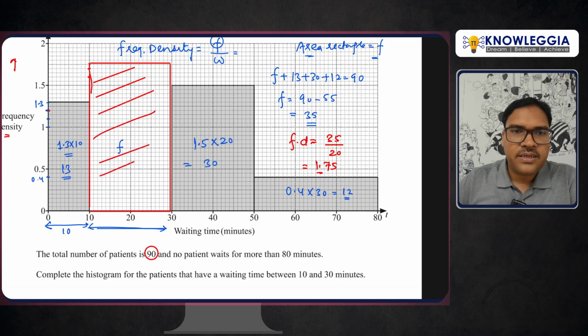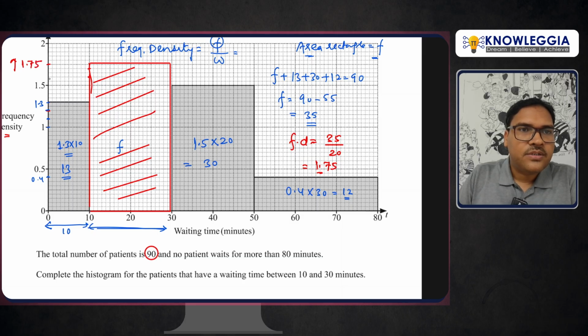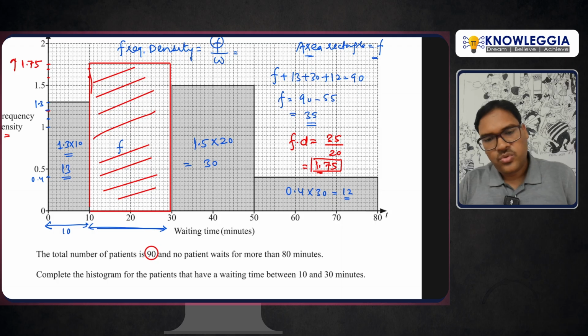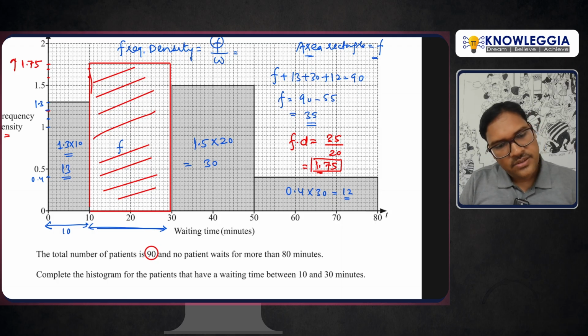Basically, what is expected here is what is the height of this? This is 1.5, 1.6, 1.7, and this is 1.75. Okay, I hope this is clear. So this is how you can solve this. If you get this, that is the correct answer. Now I can check the answer. Yes, the answer also says this is 1.75.